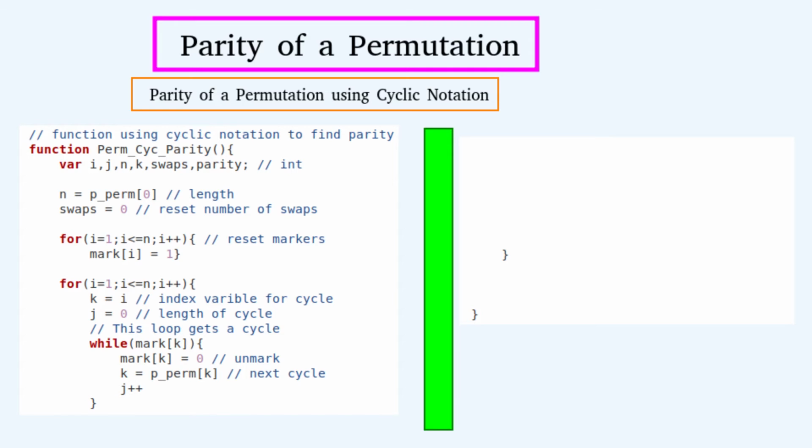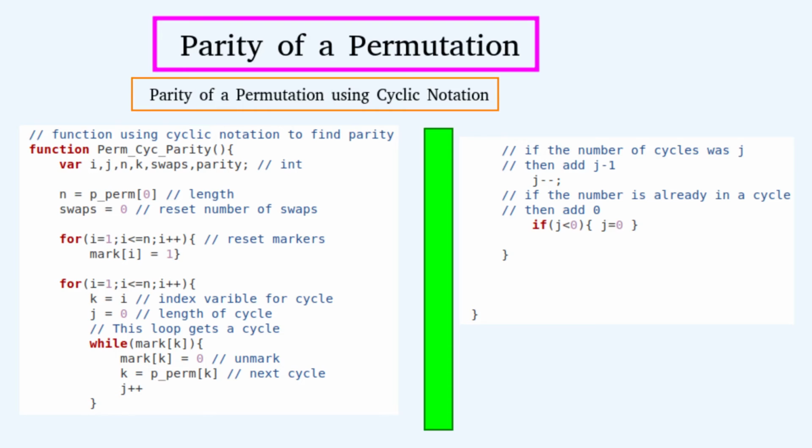J should be equal to the number of elements found in the cycle after this loop is finished. It automatically finishes because the element at the start of the cycle has been unmarked. So then we'll calculate what to add to the number of swaps here. If there were j elements in the cycle, then we'll add j minus 1 elements to the number of swaps.